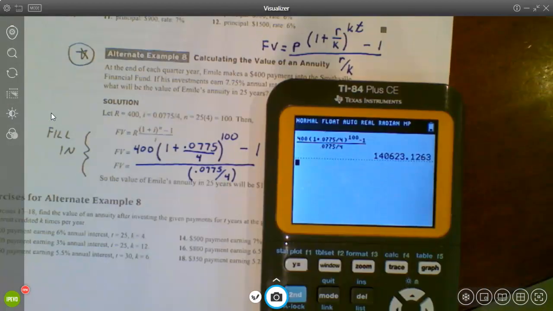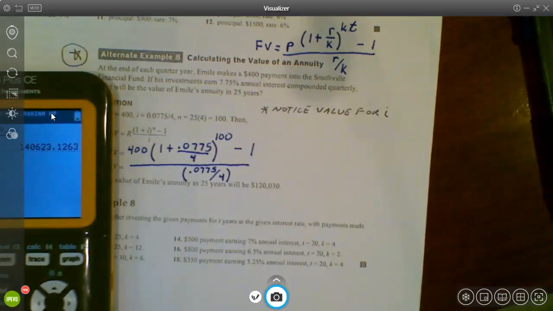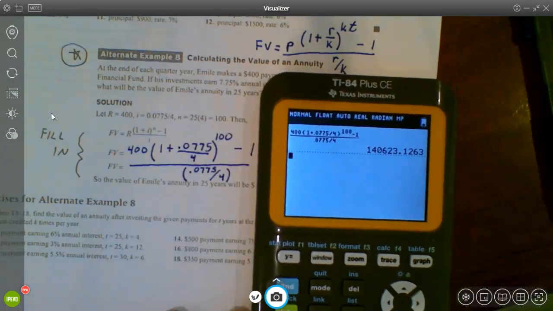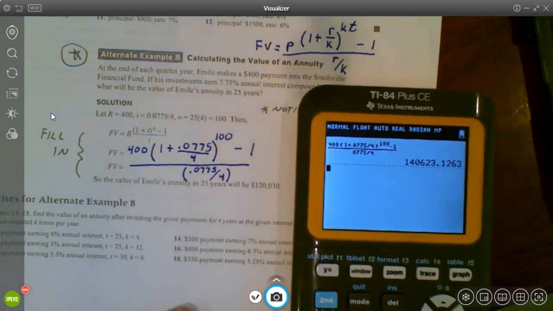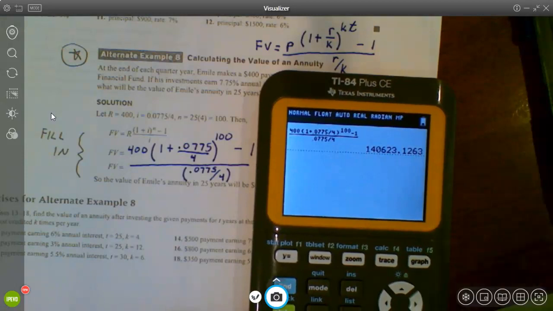So I'll save you some time here. I already put it in. So here's the answer I came out with. It's a little different than theirs. I'm pretty sure theirs is wrong. I looked up theirs in their book, and they have the exact same setup that I do, but they came out with the 120. So it looks like theirs is wrong because I went over every step in this, and this is what it should come out to be.